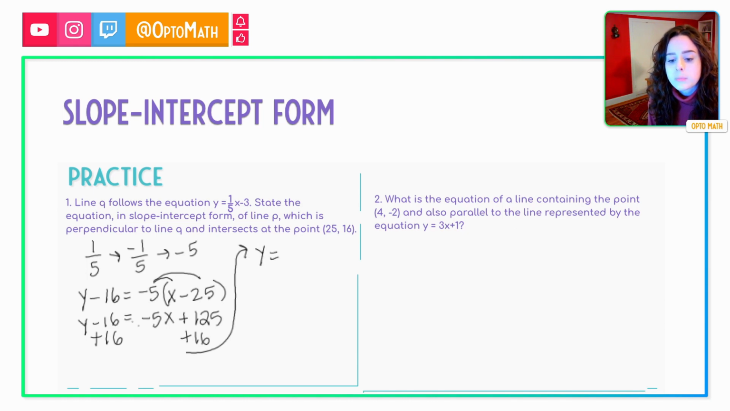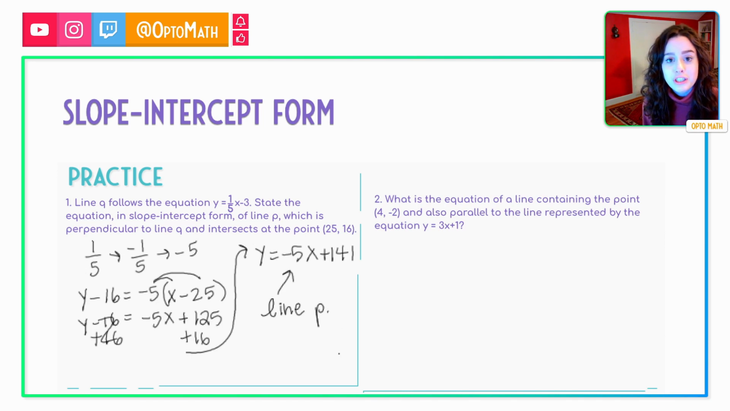Y equals, because negative 16 plus 16 is a big old 0, negative 5x, and then 125 plus 16 is 141. And that's it. That's our slope-intercept form. It's perpendicular to our given line, and it's through that given point. And this was line P, as they said.